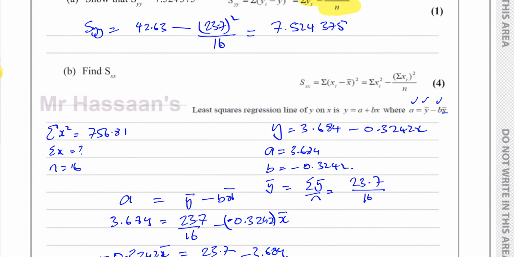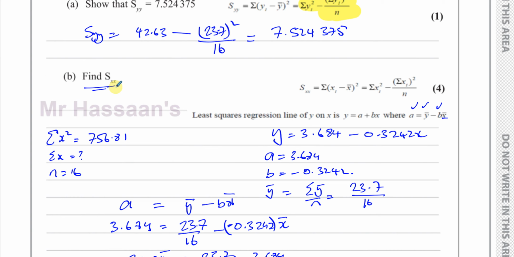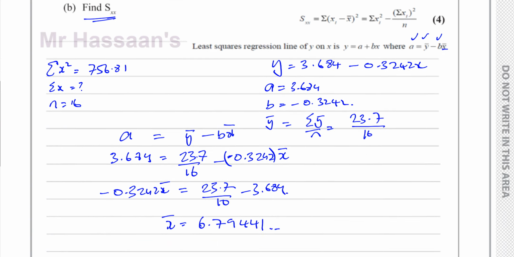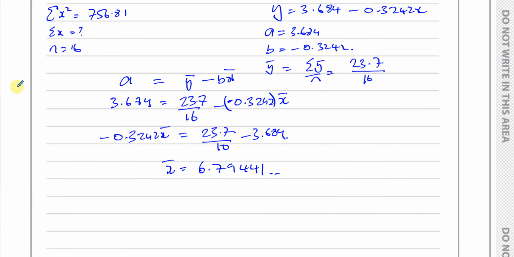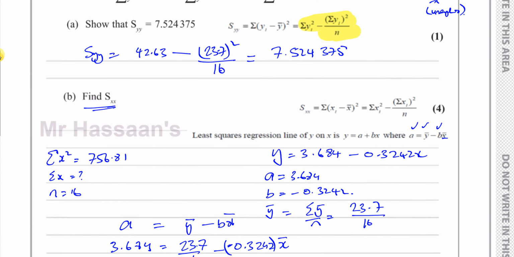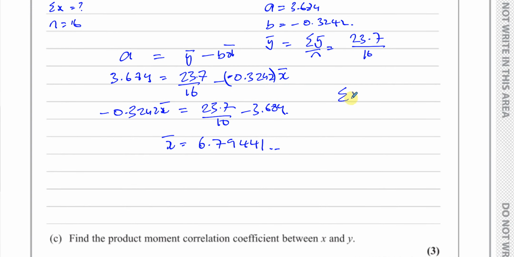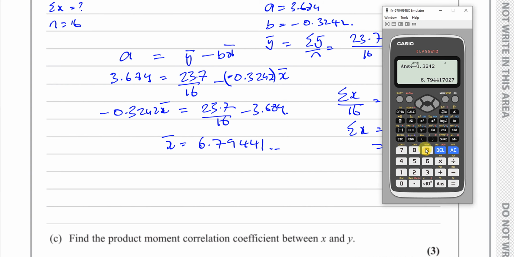So we're trying to find, remember, Sxx. To find Sxx, we're going to use the formula that we're given here, which involves the sum of x squared. So we need to find the sum of x squared. How do we find the sum of x squared? We need to find the sum of x. The sum of x divided by 16 gives us the mean of x. So we know the mean of x, so the sum of x is equal to 16 times the mean of x. We take this answer and multiply it by 16, and that gives us a sum of x, which is 108.71.